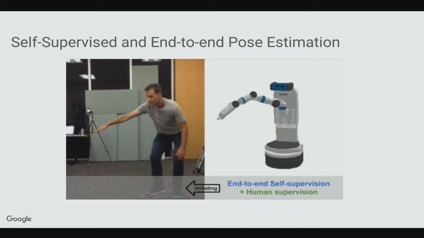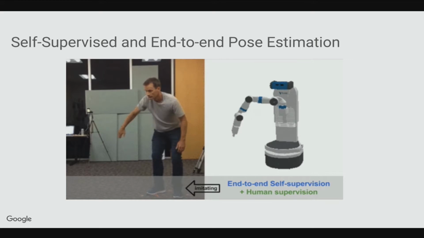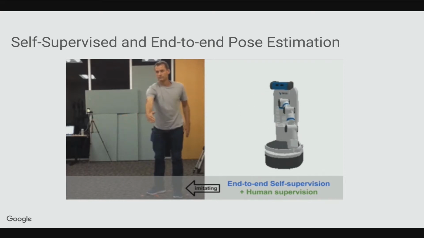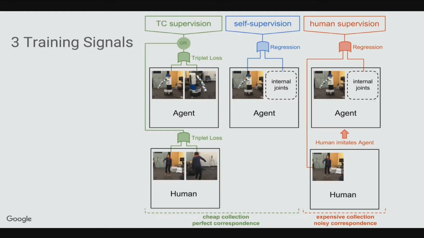So the goal here is to be able to do pose estimation and imitation completely end-to-end, and using only self-supervised data. So we have a few things we can use to make this kind of mapping between the pose of a human and the pose of a robot. We have these time contrastive networks that map human poses or robot poses to themselves. So you can learn using a triplet loss either from an agent, a robot, or a human, and get an embedding that corresponds to that space.